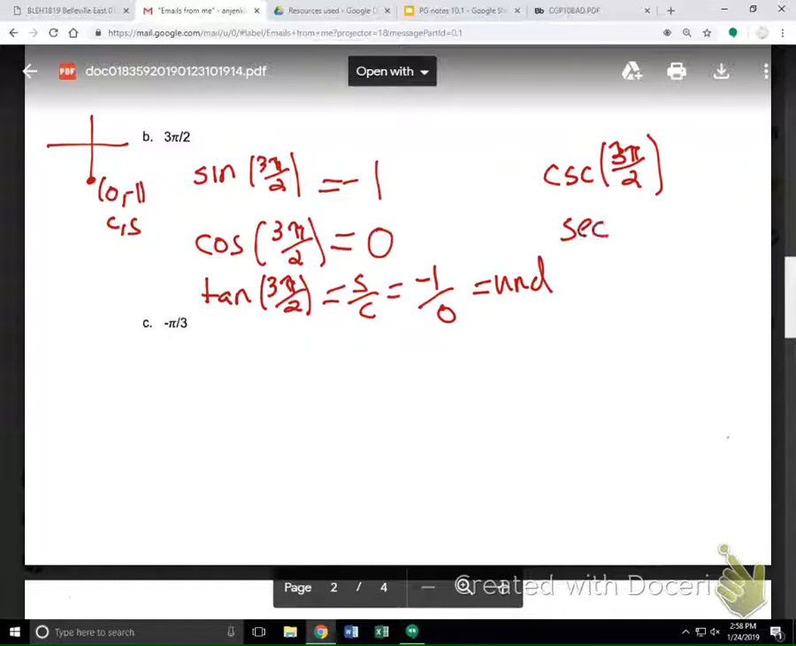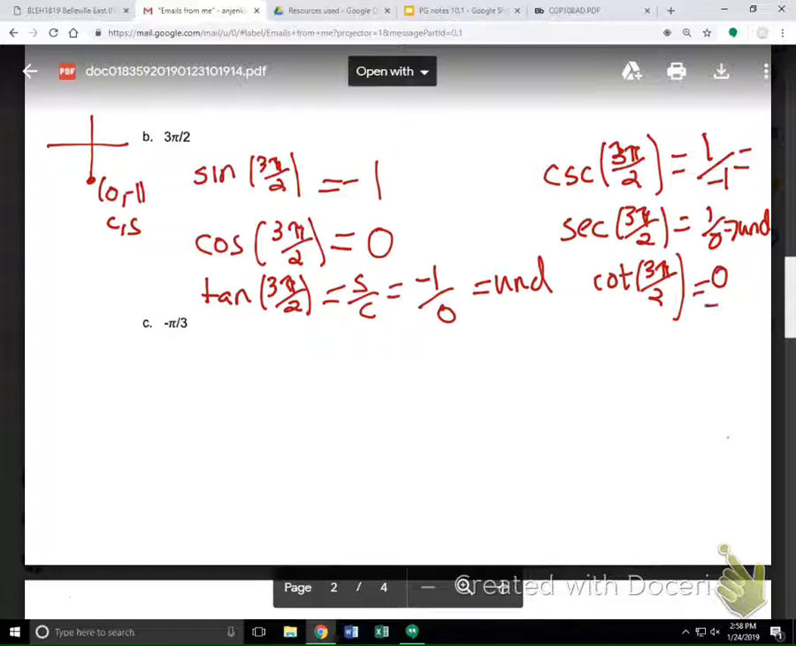Okay, over here we have cosecant of 3 pi over 2. We have secant of 3 pi over 2. And we have cotangent of 3 pi over 2. Okay, here we have the reciprocal. So that's 1 over negative 1, which gives me what? Negative 1. Here we have 1 over 0, which is undefined. And last but not least, we end up with 0 over negative 1, which is 0. Okay.